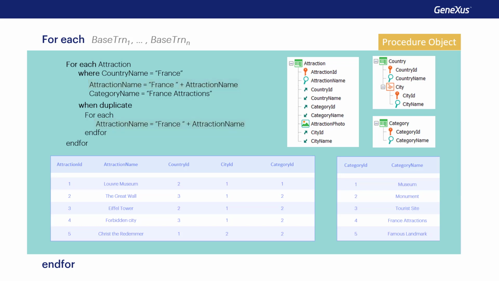And, for the first attraction of France, it fails due to a duplicated one and executes this section. Next, for the second and last attraction in France, it tries to update and also fails. Then it runs this section, and the table will look like this.